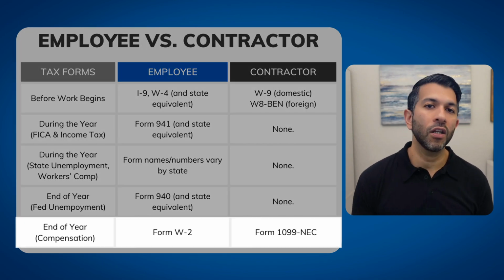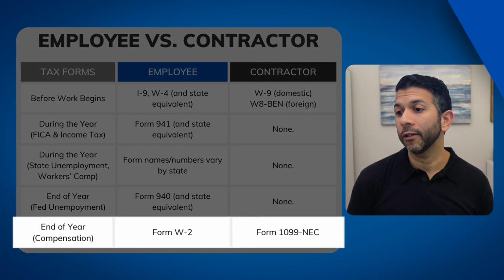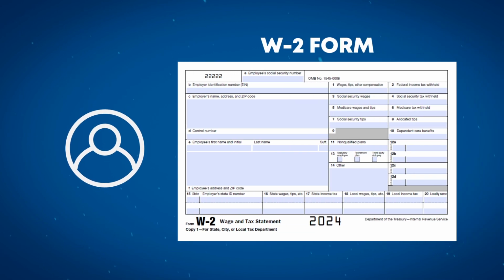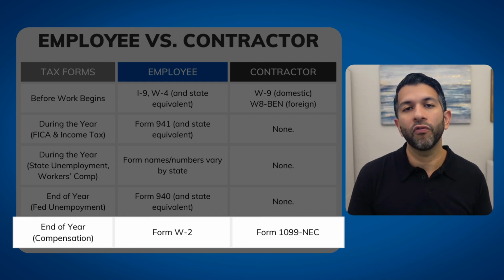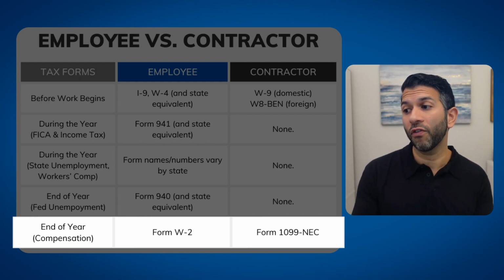What about the end of the year? Let me give you a little comparison here. If you hire an employee, you have to file Form W-2, right? That makes sense. You're probably used to that. So you're going to file Form W-2 for your employees and get those issued out typically by, I believe, January 31st of the following year.